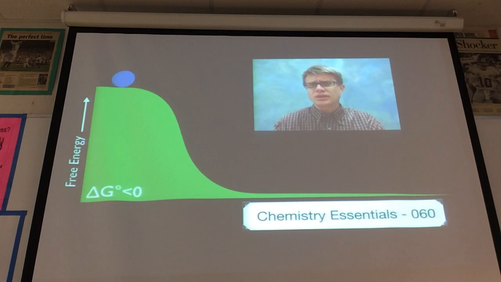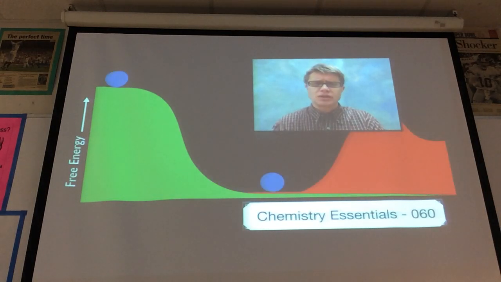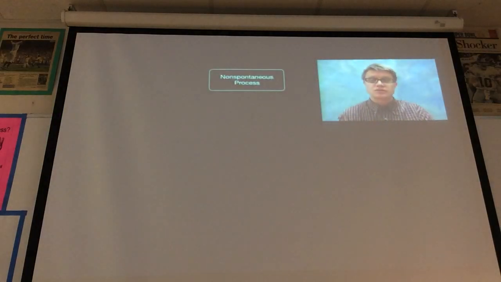Another way we can do it is we can couple it to a spontaneous process. And so if we were to look at an exergonic or an energy releasing process like this, where our delta G is less than 0, that's going to be a downhill reaction. So you could imagine if we were to couple those two together, and again, this is just a model, then we could take some of that energy released in that spontaneous reaction and use it in a non-spontaneous reaction.